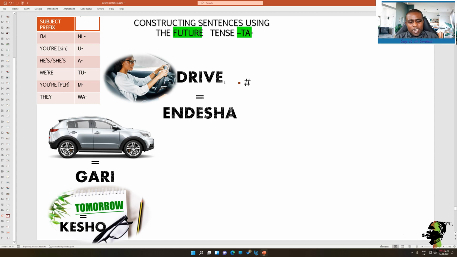Let's look at our next interesting sentence here on the future. And we have the noun, the verb drive, the noun car, and the noun tomorrow. I'm introducing more nouns so that you can be confident in constructing these sentences. So the verb to drive in Kiswahili is endesha. Can you try and pronounce that? Endesha. E-nde-sha. Endesha. Good. I want you now to construct a simple sentence that says, I will drive.